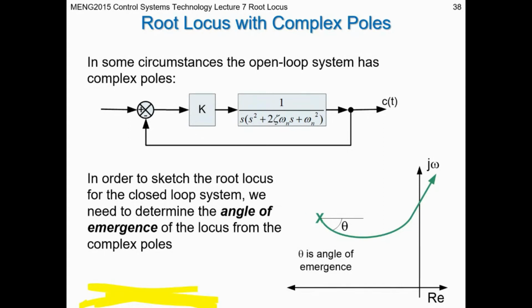All right, so you can see an example here. We have a complex pole here. This is it right here. Right, and we want to know, well, at what angle does the locus emerge from this complex pole?